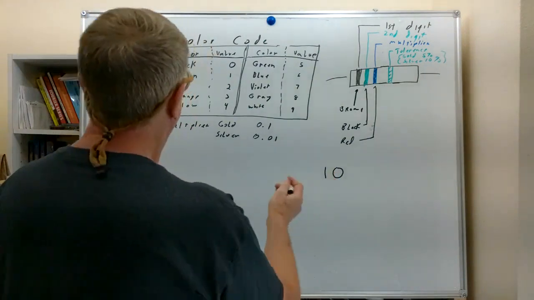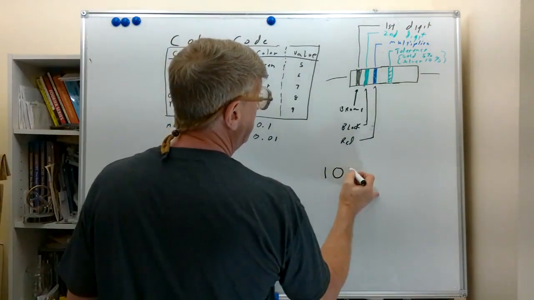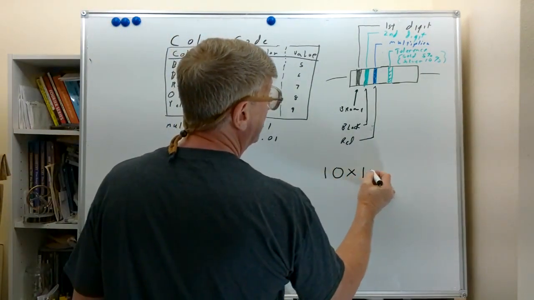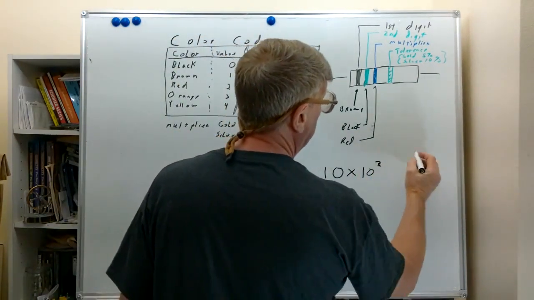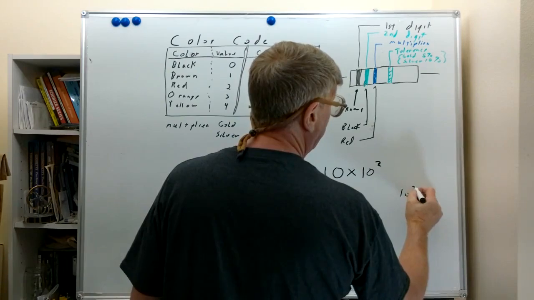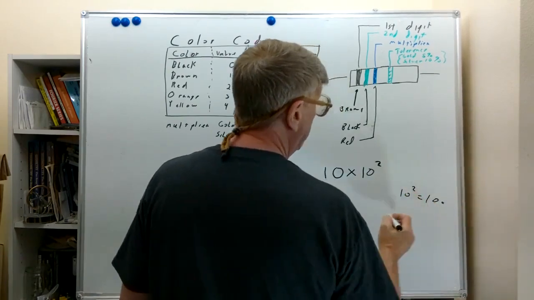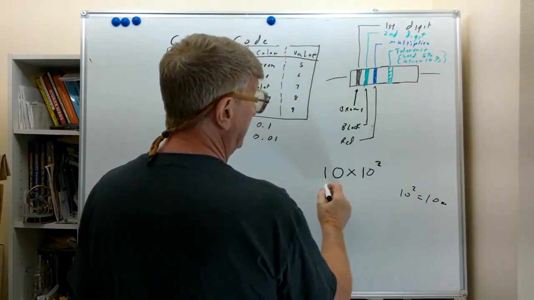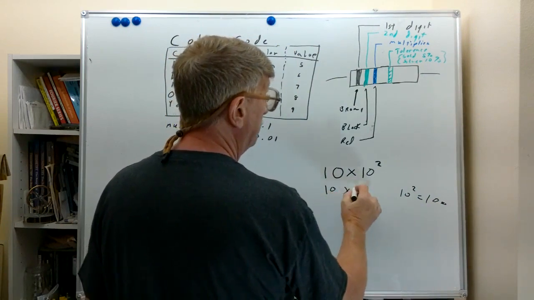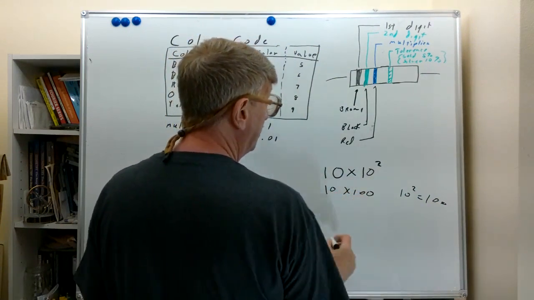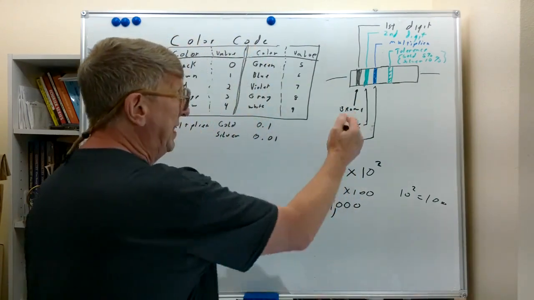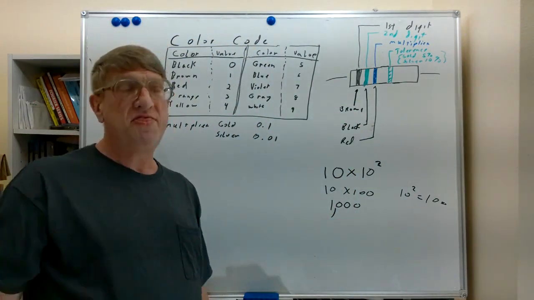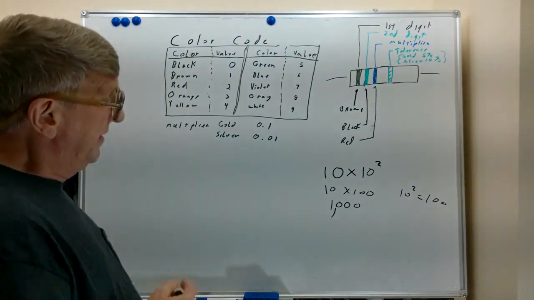And now we see that red is a 2. That basically means times 10 to the second. And we talked earlier, and we realized that 10 to the second is equal to 100. So this is basically 10 times 100, which is 1,000 ohms. So if it says brown, black, red, that would be a 1,000 ohm resistor.